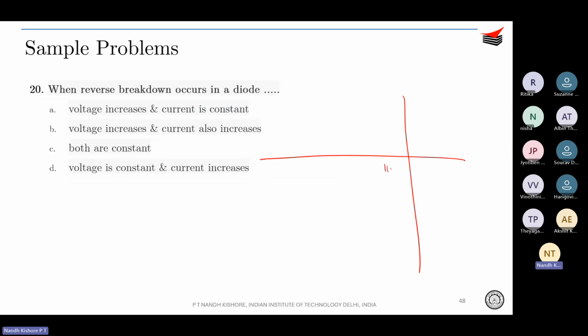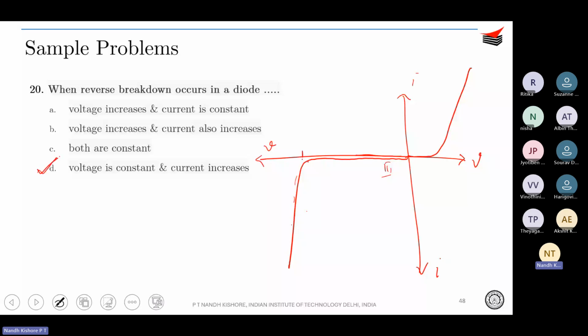That is, you are in the third region, right? This is your voltage and this is your current. Normally you see something like this, but when reverse breakdown occurs, you see something like this. So what happens when reverse breakdown occurs? Your current increases and voltage is almost constant. Voltage is almost constant, whereas current goes on increasing.